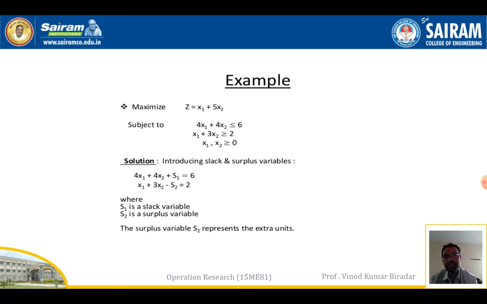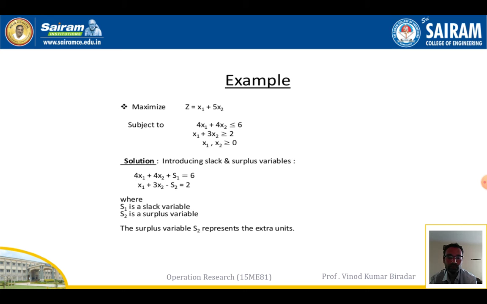The question is: maximize Z = x1 + 5x2 subject to the constraints 4x1 + 4x2 less than or equal to 6, x1 + 3x2 greater than or equal to 2, where x1 and x2 are greater than or equal to 0. To solve this, as I have told earlier many times, if it is less than or equal you add s1, if it is greater than or equal you subtract s1.